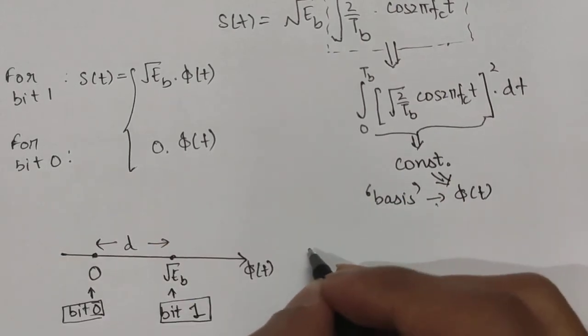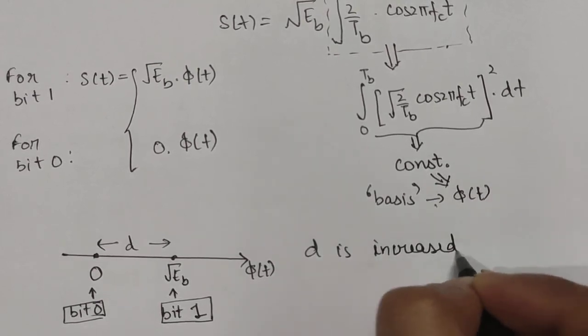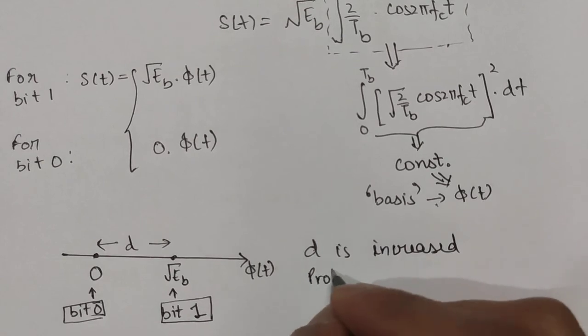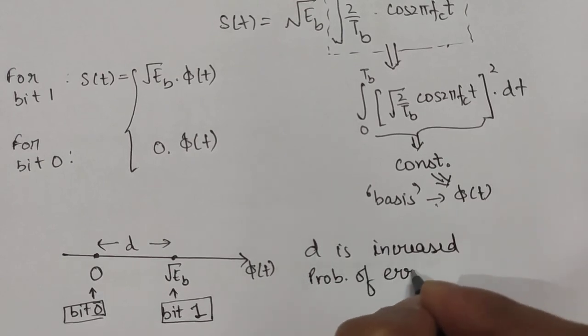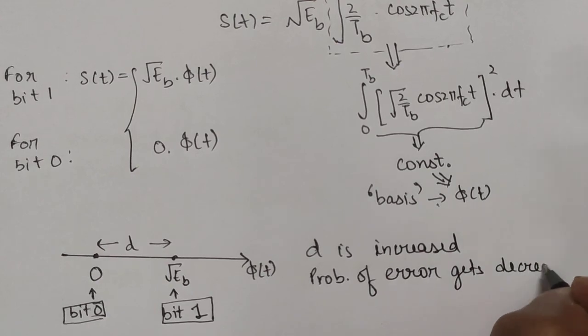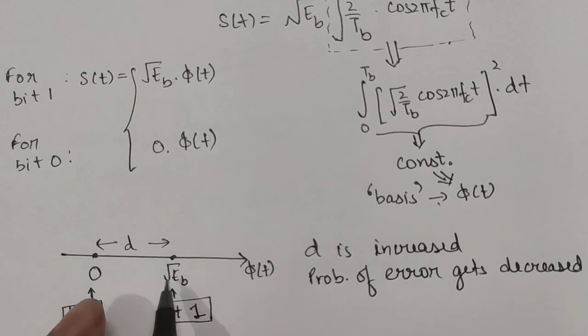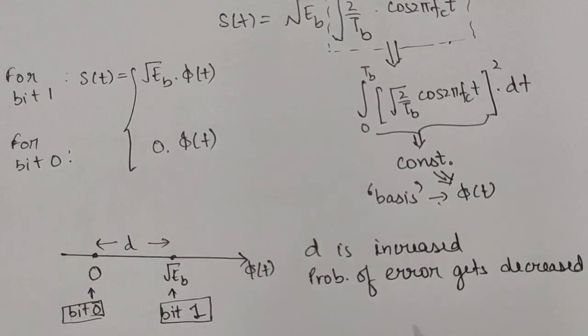Now one thing to analyze, if d is increased, then probability of error gets decreased. Why so? As we can see, if the distance increases, then bit 0 and bit 1 will be very far. Hence, they will not intermix, and therefore our probability of error gets decreased.